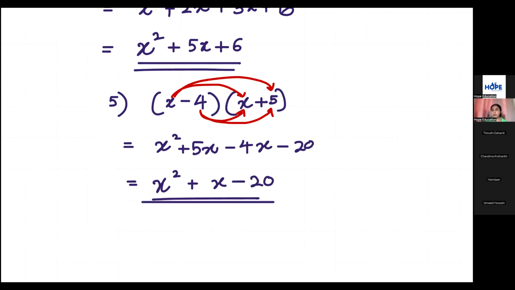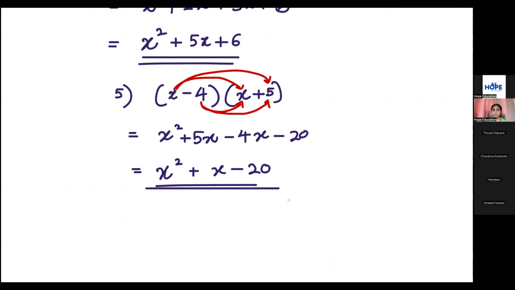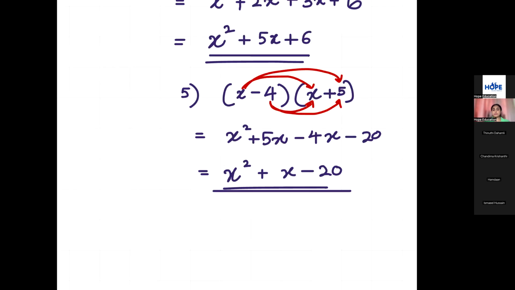Is this clear? Up to this point, is it clear to all of you? Give me a thumbs up, please.